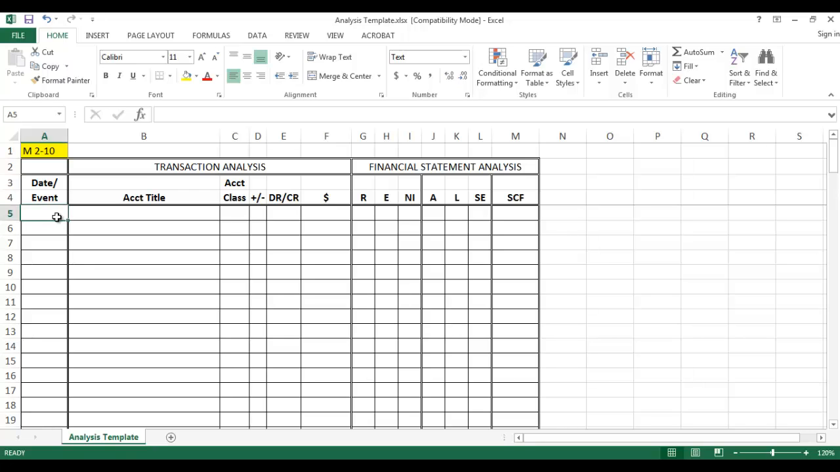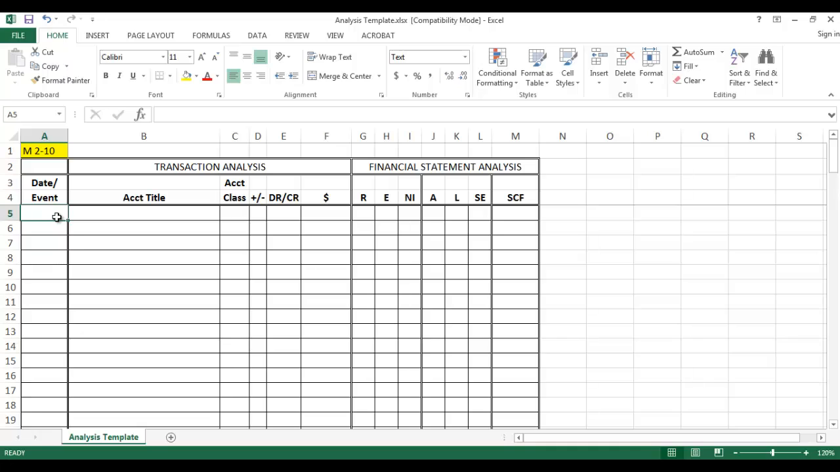Okay, so this is exercise M2-10. That's on page 75 in your textbook. So 2-10 says for each of the transactions in 2-9, just above it, including the sample, write the journal entry using the format shown in this chapter.